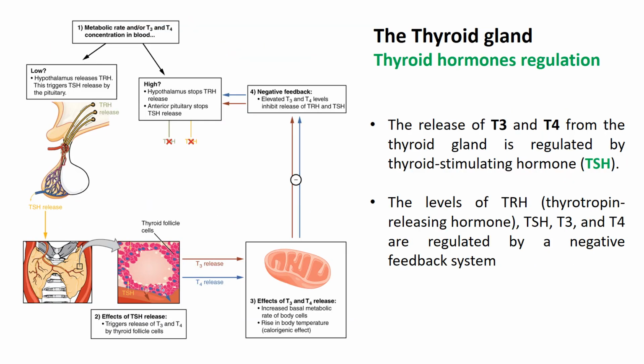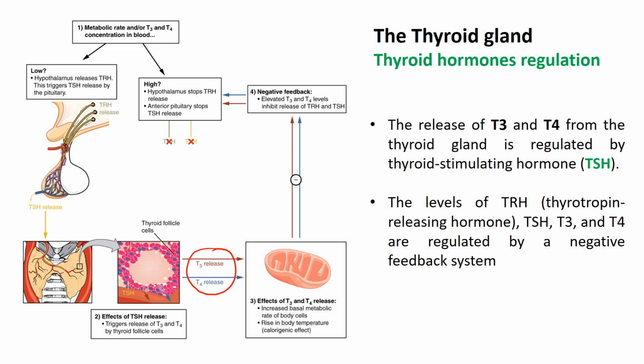Okay, so what that means is that the levels in your blood of T3 and T4 are crucial to maintain the negative feedback loop, to maintain homeostasis. What does that mean? If your T3 and T4 levels are high, your hypothalamus will do something about it to bring them down. If they're too low, to bring them up. So this is what we call the negative feedback loop.